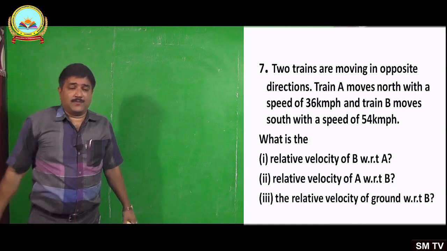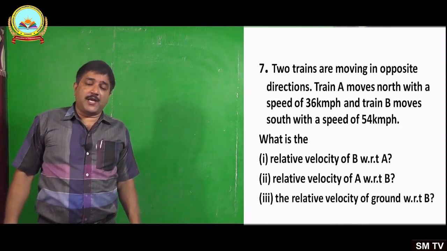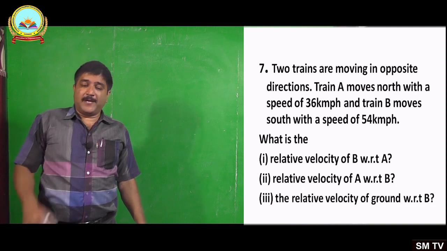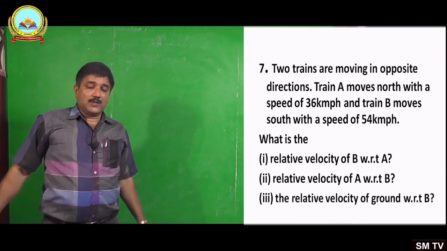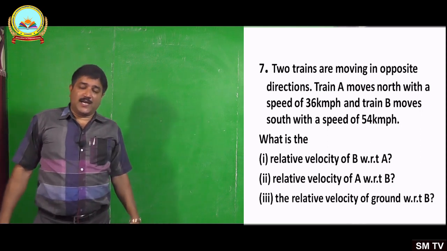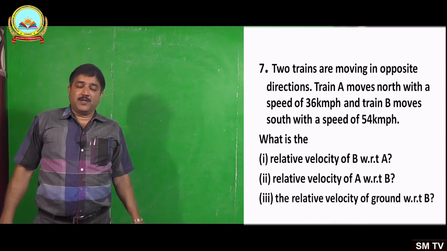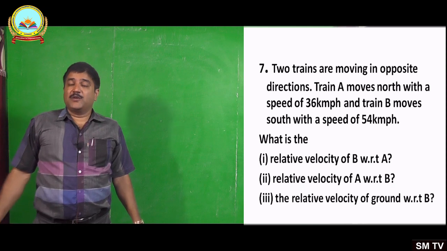The next problem, 7. Two trains are moving in opposite directions. Train A moves north with a speed of 36 kmph and train B moves south with a speed of 54 kmph. What is the relative velocity of B with respect to A, the relative velocity of A with respect to B, and the relative velocity of ground with respect to B?